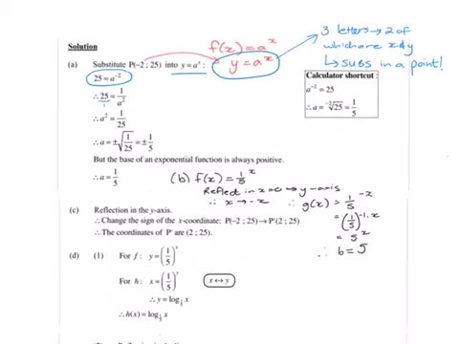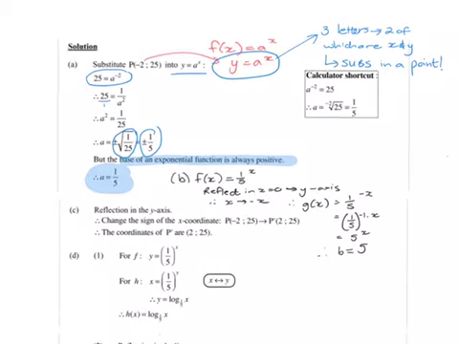And then you are going to square root, and remember you need a plus or minus for the square root. But very importantly, the base of an exponential is always positive. So we must have the positive base. Remember I said it's between 0 and 1. So we need positive 1/5.